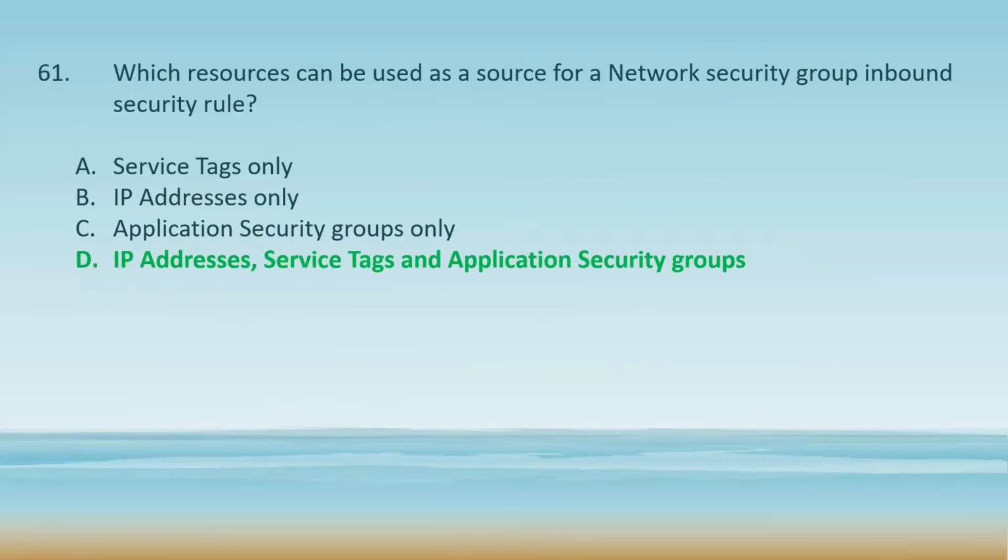Any IP address, CIDR block, service tag, or application security group can be used as a source for a network security group inbound security rule. Now, if you have heard what I just said, there can be a variation to this question where they can include CIDR block in the options as well.